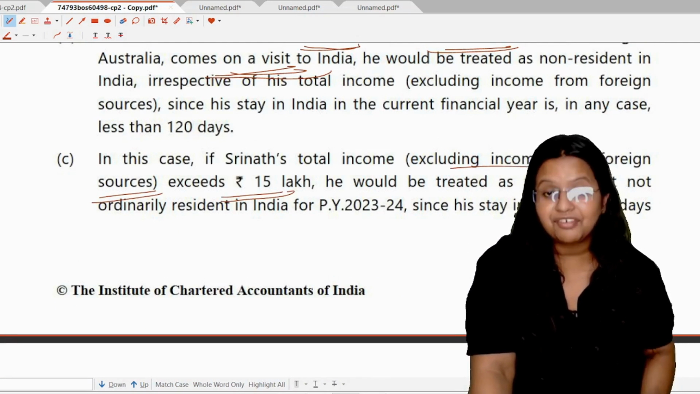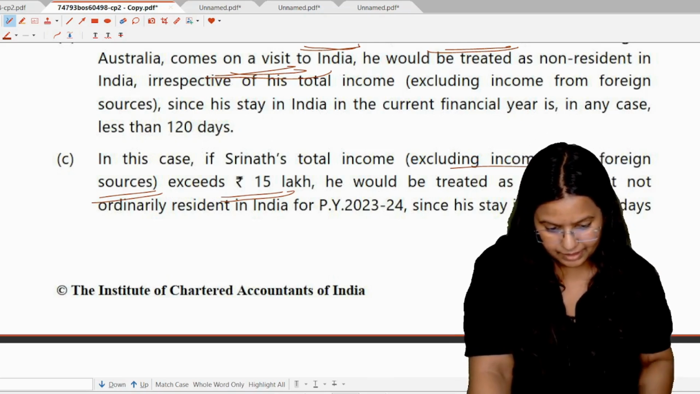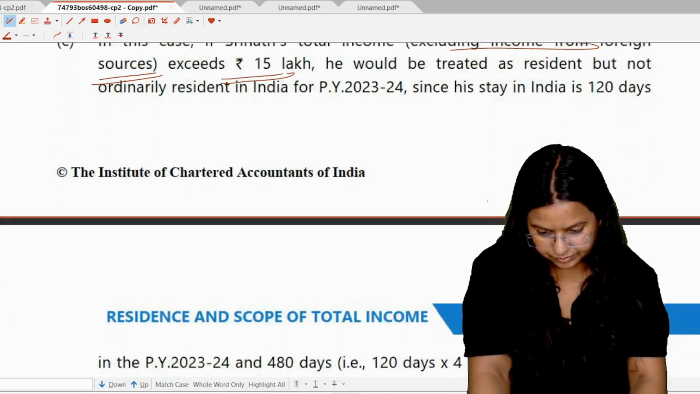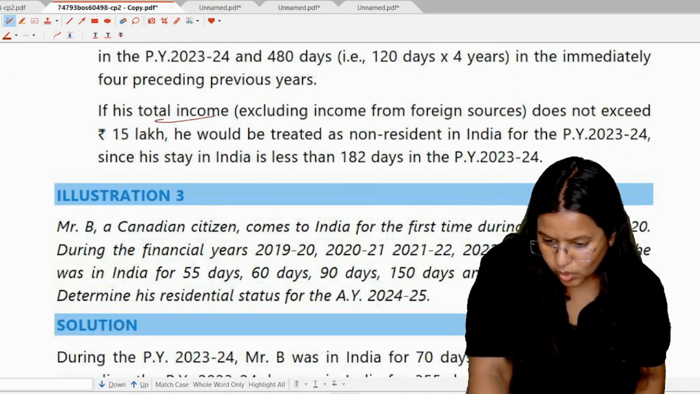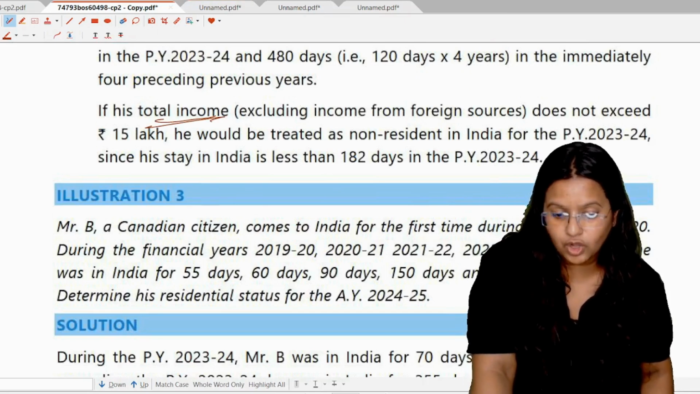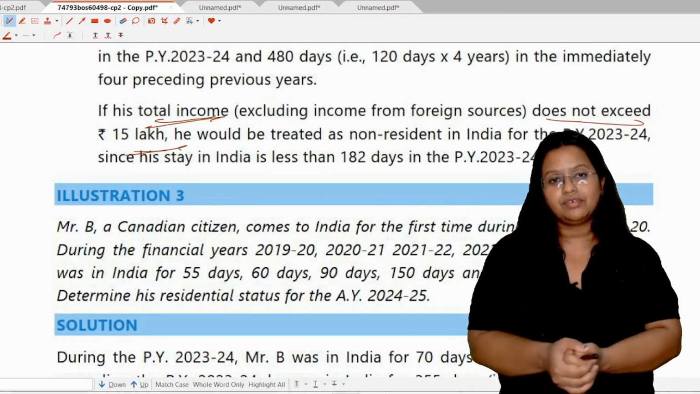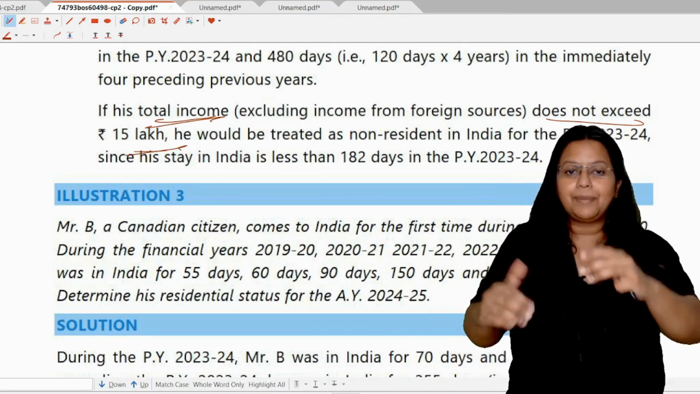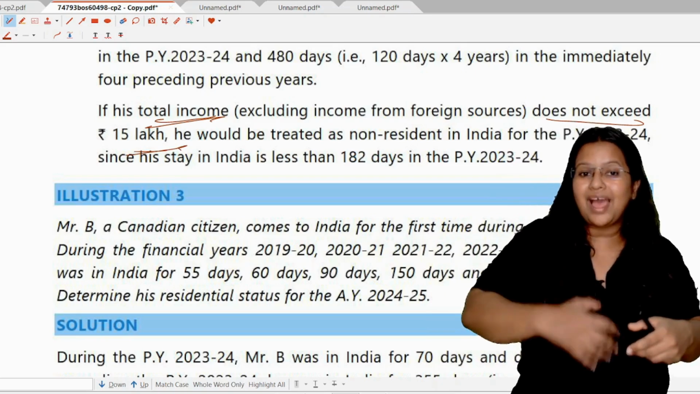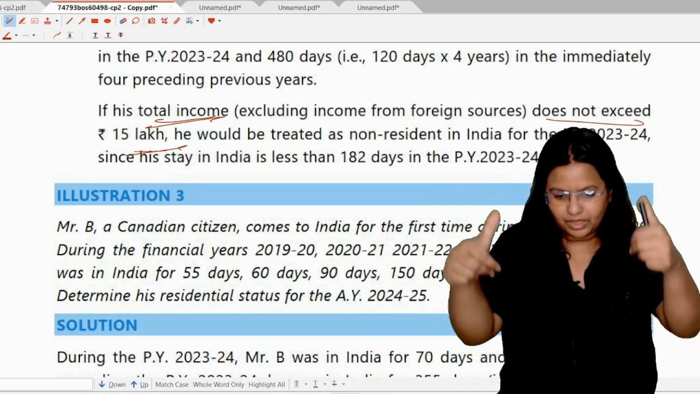In that case, he would be a resident and ordinary resident, as we have already checked these conditions. But if his total income does not exceed 15 lakh rupees, he would be a non-resident in India. So this question basically depends on the income of that person, but as the income is not given in the question, we will give both points of view.